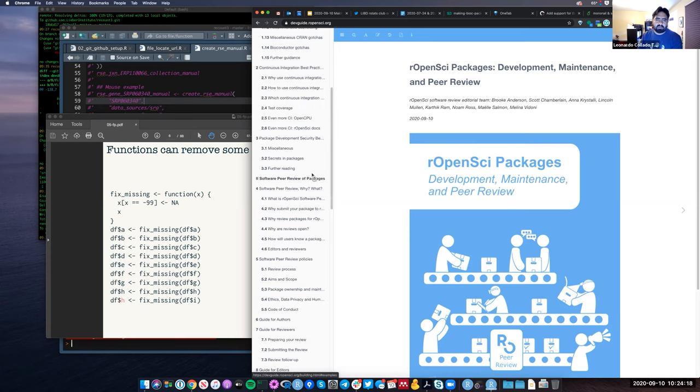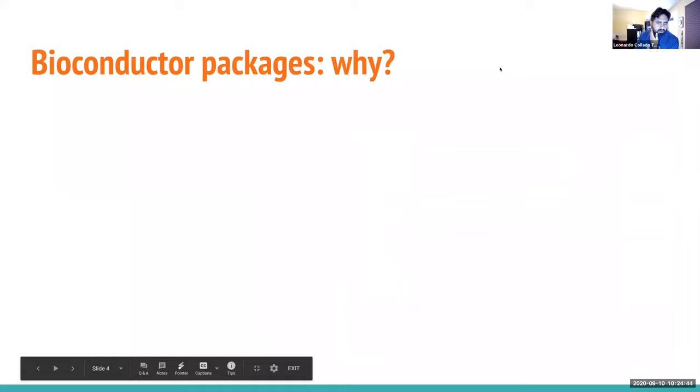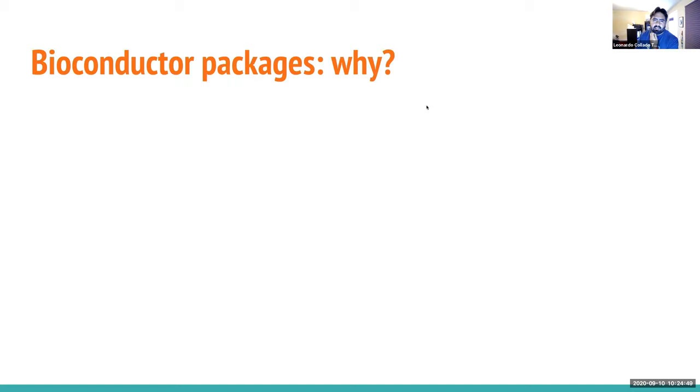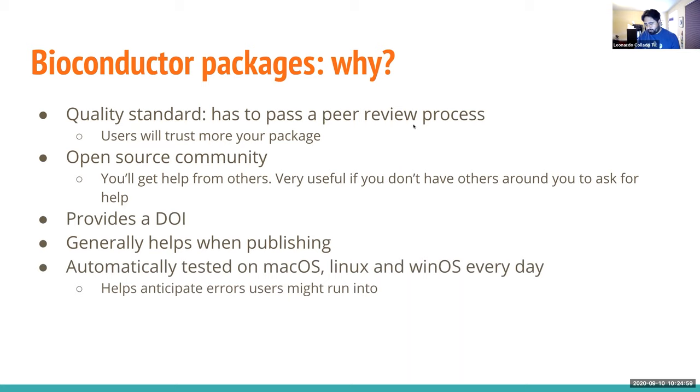Bioconductor started before all of this. Bioconductor was founded by Robert Gentleman, who is one of the two authors of R. He wanted a place where people could share code that is quite useful for high throughput biological data. That was his main focus initially. So there's quite a bit of difference between CRAN and Bioconductor. In my case, I mostly work on high throughput biology data analysis, so that's why I've only really submitted packages to Bioconductor.